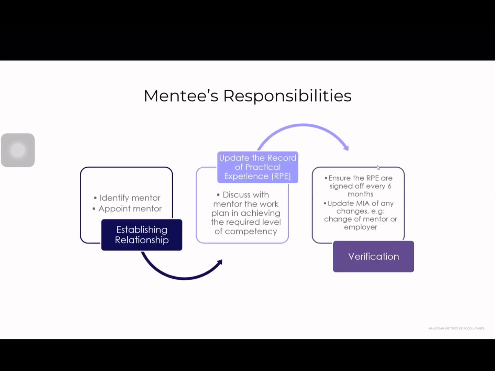So, mentee's responsibilities. First thing, graduate. Once you graduate, get a job, for example in auditing, accounting or tax. Then go and find a mentor who you feel you can work with, and they must be a chartered accountant. Talk to them. If they agree, go to the MIA CARE portal.